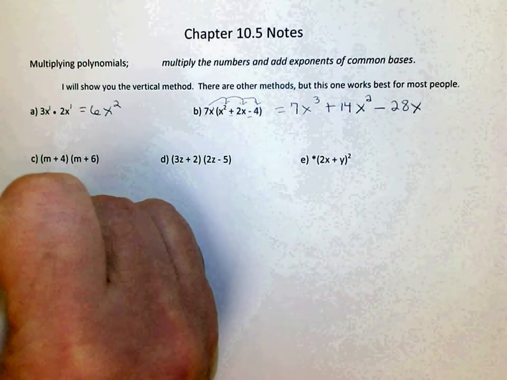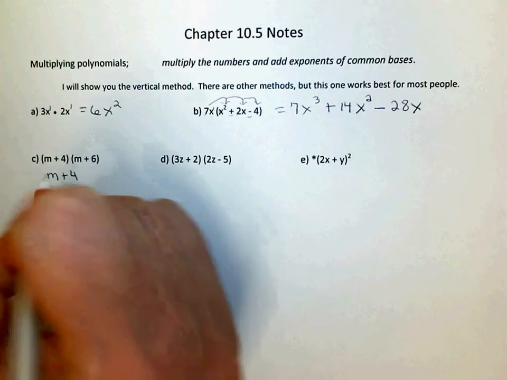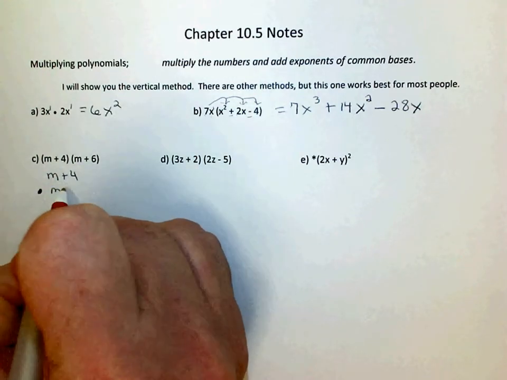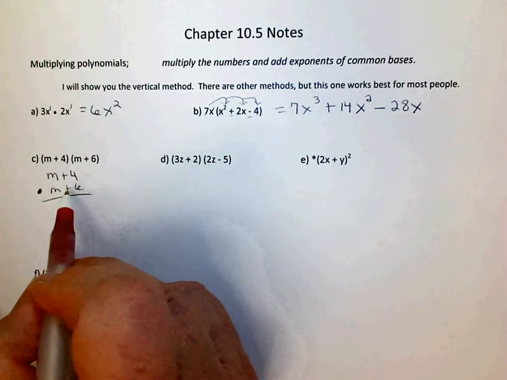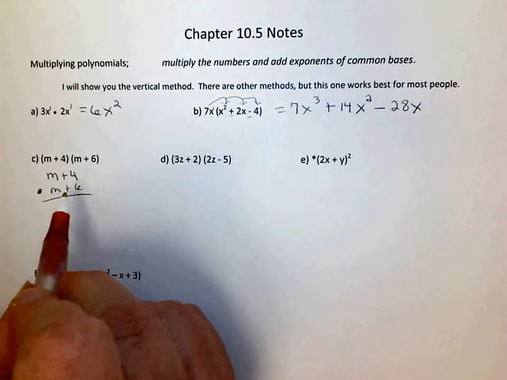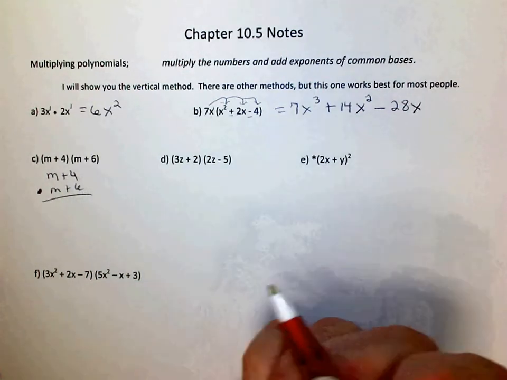Now here, m plus 4. Notice I'm not using an x as my times sign. Now, hang on to this for a second. I want to show you something.